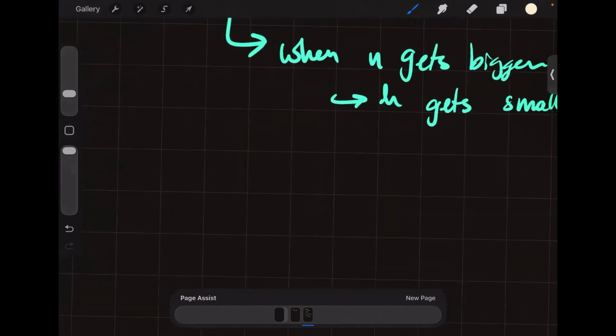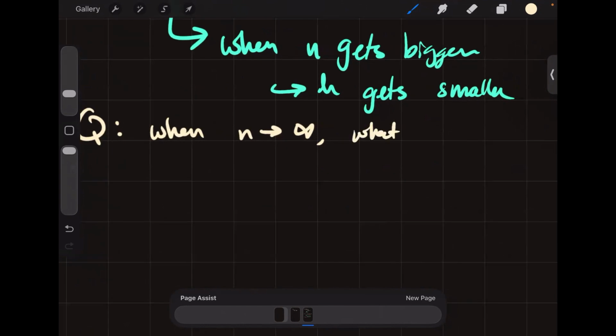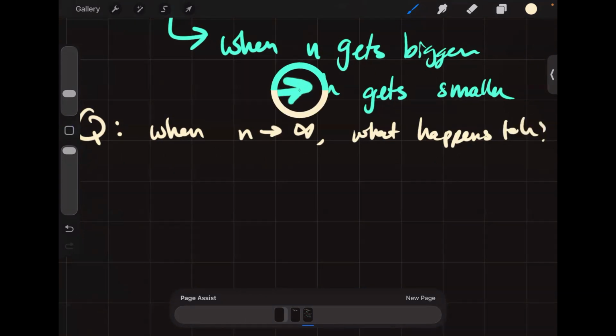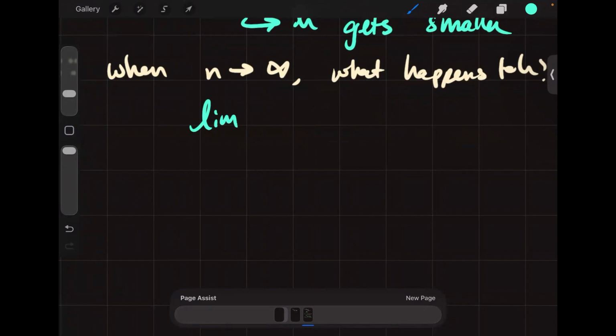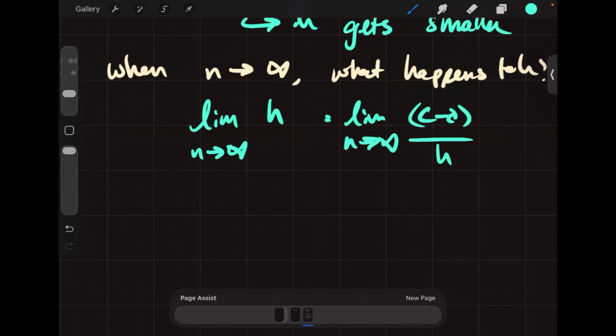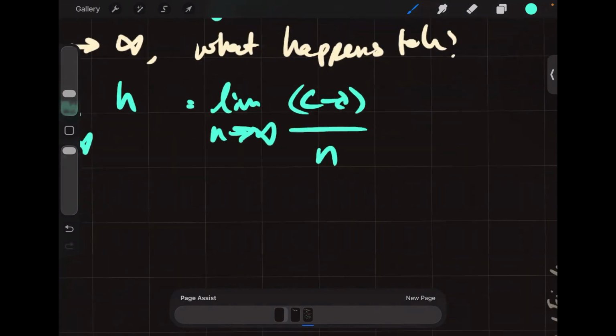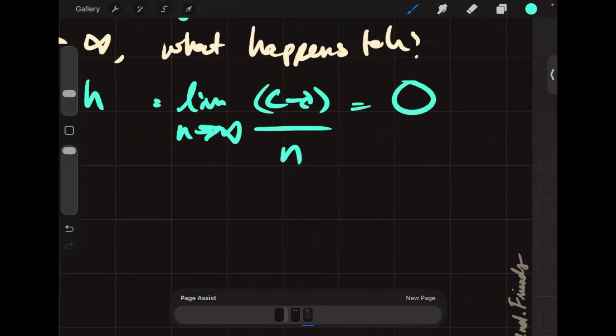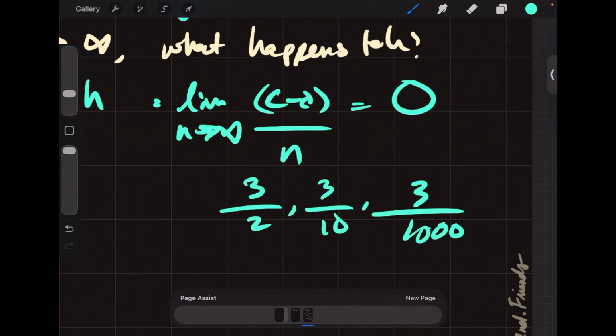And so my next question is, when n approaches infinity, what happens to h? Yes, we know it gets smaller, but towards what value? Or another way to say that is, what is the limit as n approaches infinity of h? And we know that's the same as saying the limit as n approaches infinity of c minus a, some constant, over n. And that should approach 0. Imagine like 3 divided by 2 versus 3 divided by 10 versus 3 divided by 1,000.